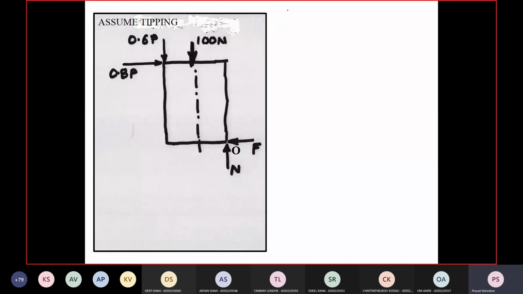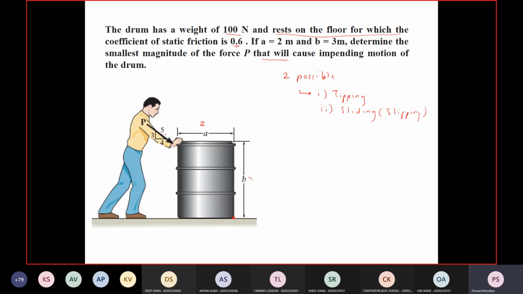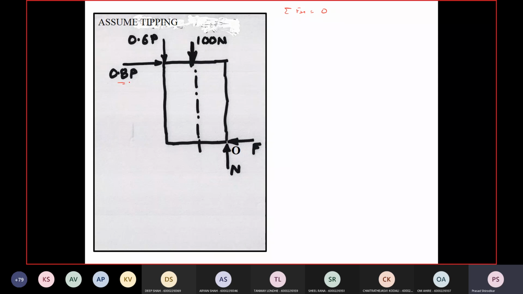Okay, so summation Fx is equal to 0. I have resolved this; I hope you have got this. This is 5, so tan theta is 3 by 4, so theta is tan inverse of 3 by 4, that is 36.86 degrees. So this is P cos 36.86 and this is P sin 36.86, which comes out to be 0.8P and 0.6P.